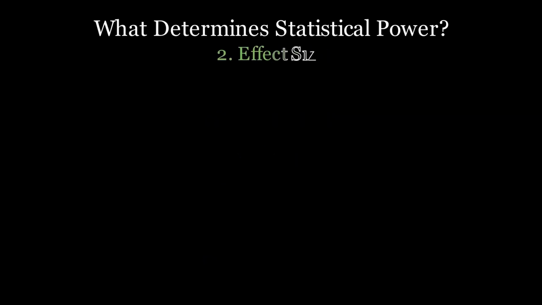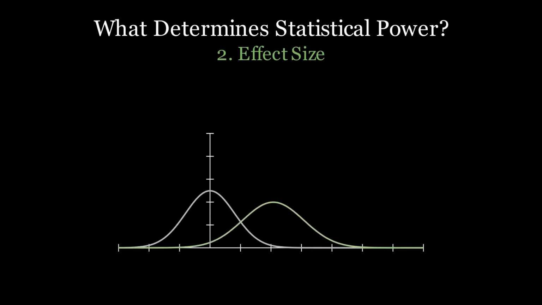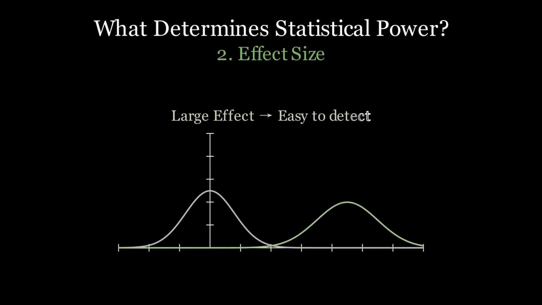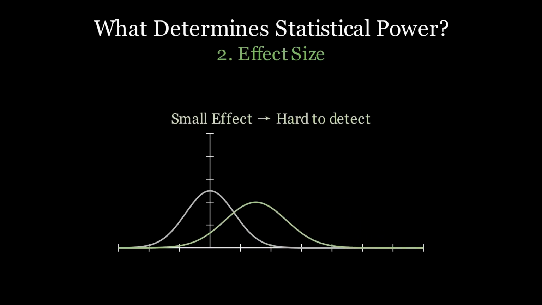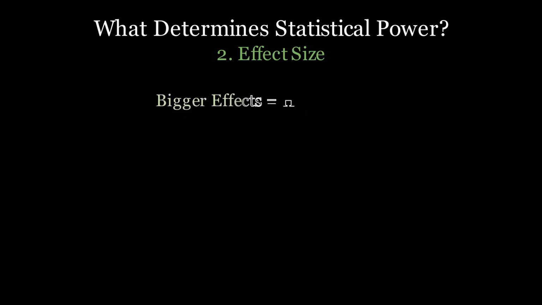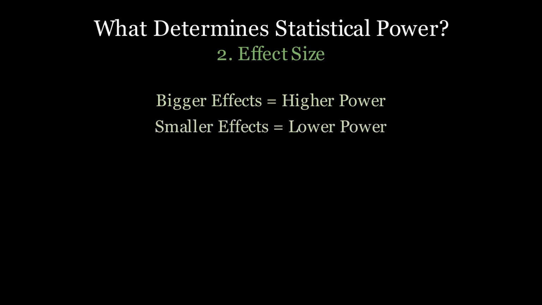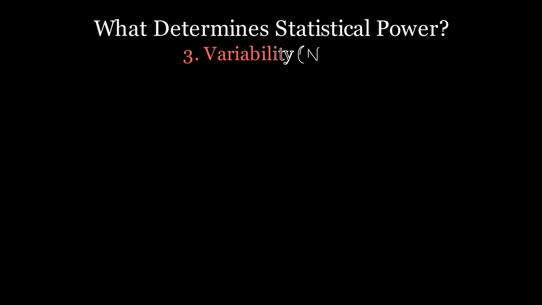Second, effect size. This is how big the true impact actually is. If a feature improves conversion by 20%, it is easy to detect. If it improves by 1%, it is much harder. So, bigger effect equals higher power. Smaller effect equals lower power. And here's the challenge. In real life, many important effects are small.